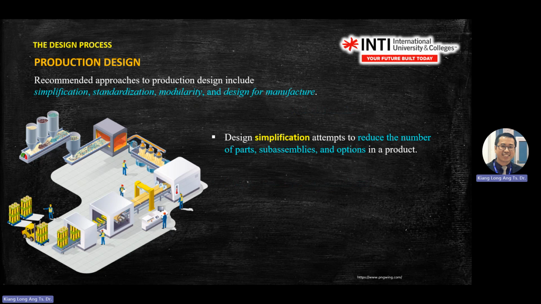Okay, so how do you further elaborate on a production design? You can use simplification, standardization, modulation or modularity, and design for manufacture. You can elaborate on these 4 points on the milk products. So what is simplification? Simplification means you reduce the parts, sub-assemblies, and options.